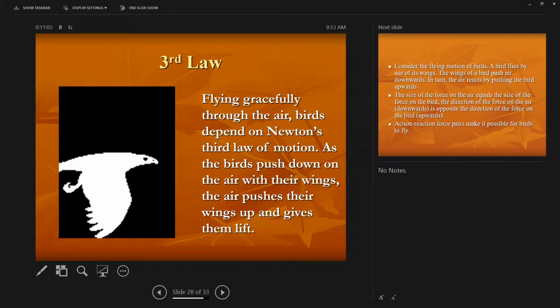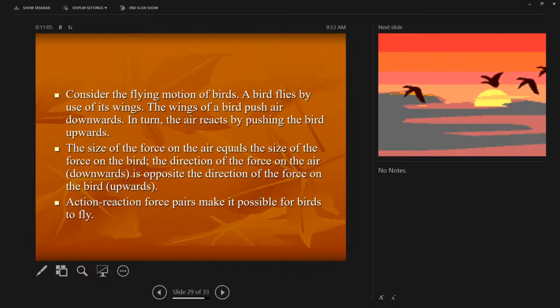So every action has an equal and opposite reaction. Consider the flying motion of birds. A bird flies by the use of its wings. The wings of a bird push air downwards. In turn, the air reacts by pushing the bird upwards.